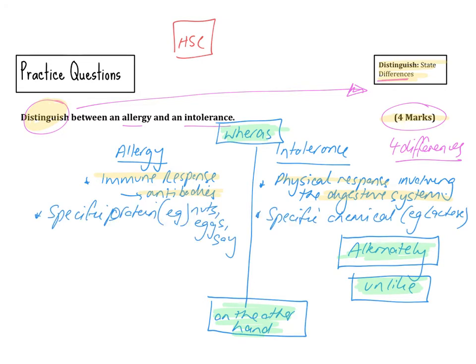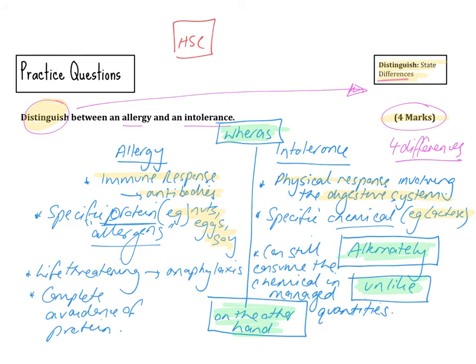Another difference between the two is that an allergy involves a reaction to a specific protein in a food, and I've included examples because these examples show knowledge and understanding, and it's really important that as a food tech student, you're always including examples in your response. So nuts, eggs, and soy are common proteins, those allergens that can trigger an allergic reaction. Using that terminology of allergens would show more subject-specific terminology and content knowledge. Alternatively, an intolerance involves a reaction to a specific chemical or group of chemicals in food, and the example that I have given in this particular instance is lactose.